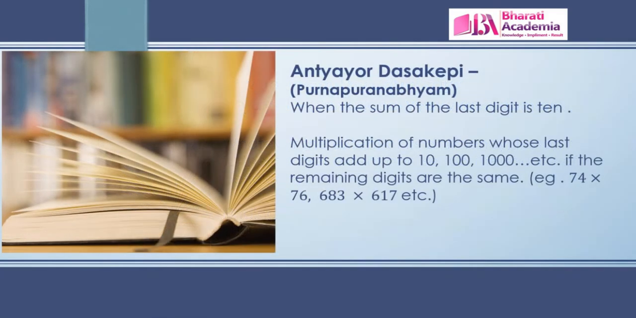Antyayordashake'pi. Parent sutra is Purana Apuranabhyam. It is useful when the sum of the last digits is 10. Multiplication of numbers whose last digits add up to 10, 100, 1000, etc., if the remaining digits are the same. That is 74 into 76. Here 4 plus 6 equals 10 and the remaining digit is 7.